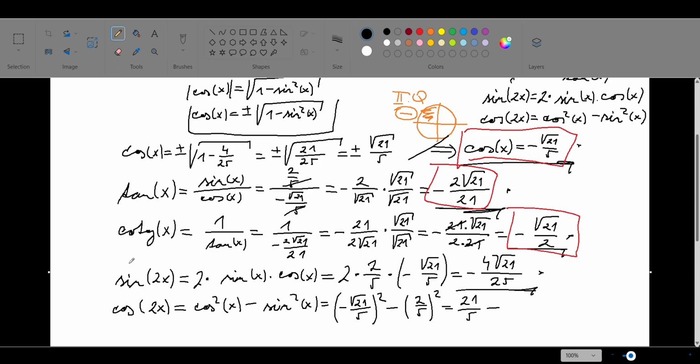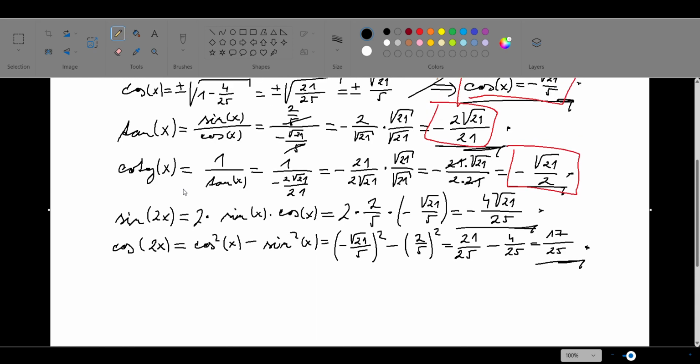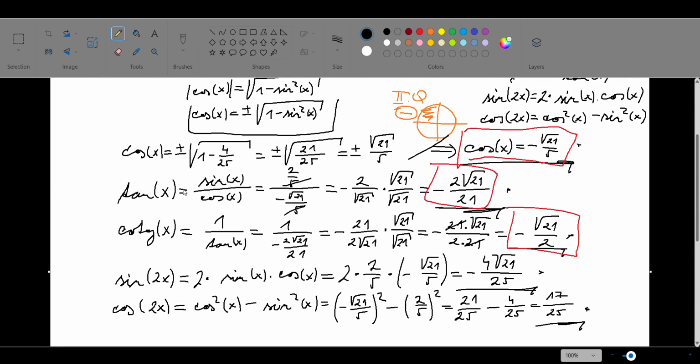2 over 5 squared, which is equal to 4 over 25. So there is a common denominator 25: 21 take away 4 is equal to 17, and as 17 is a prime number, we are done here. We know that the value of the cosine of 2x is equal to 17 over 25. We are done here. There is nothing to be done anymore, so let me just summarize.